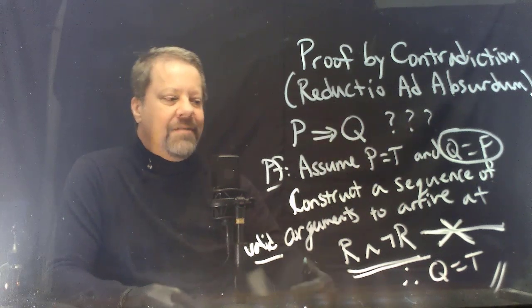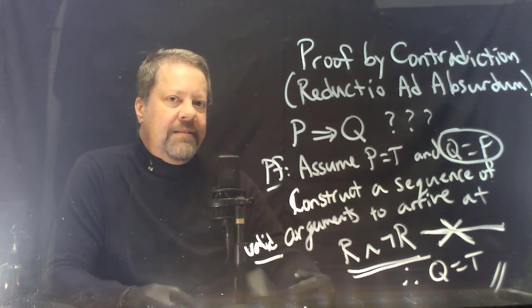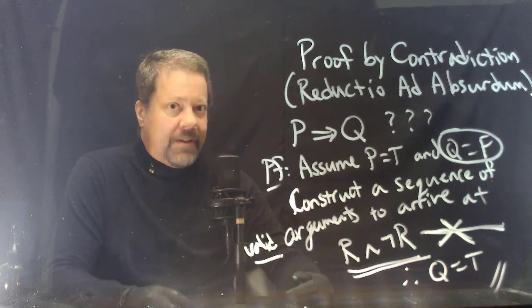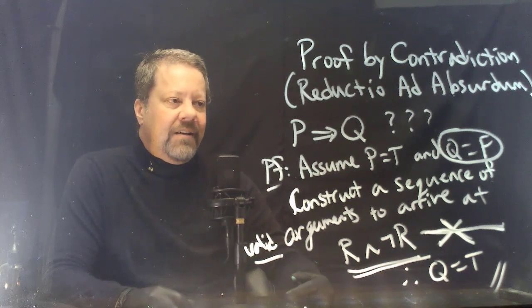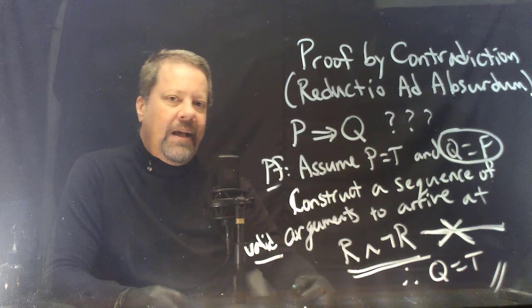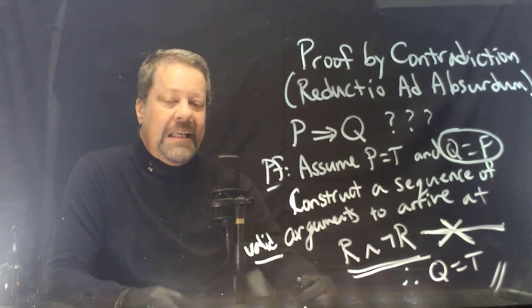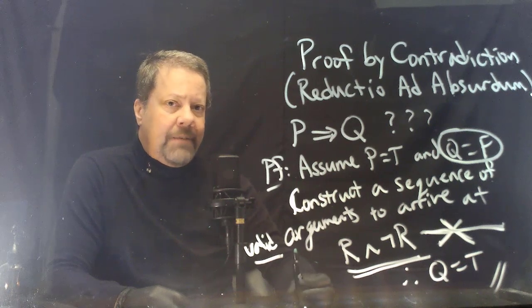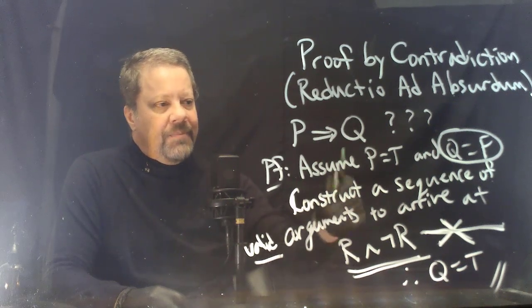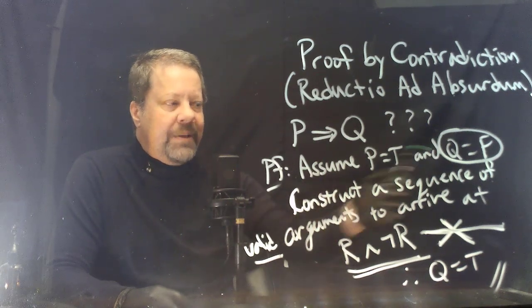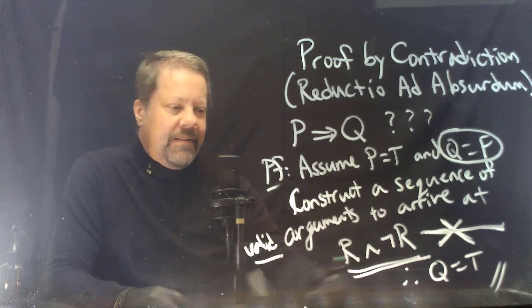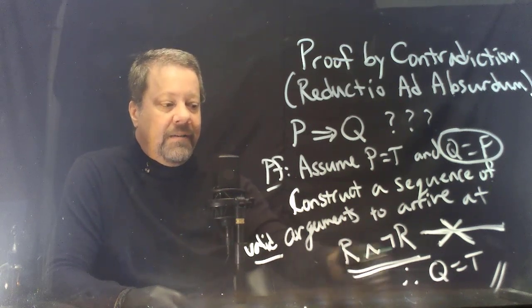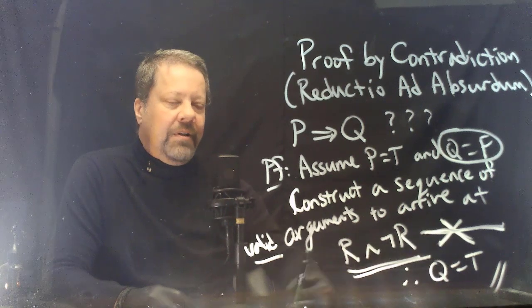So this proof by contradiction is a little bit different than proof by contraposition, the contrapositive. There you assume not Q and you try to prove not P. For a proof by contradiction, or a reductio ad absurdum proof, you assume that the hypotheses are true but the conclusion is false. Then you arrive somehow at some contradiction, and so your conclusion must in fact be true.